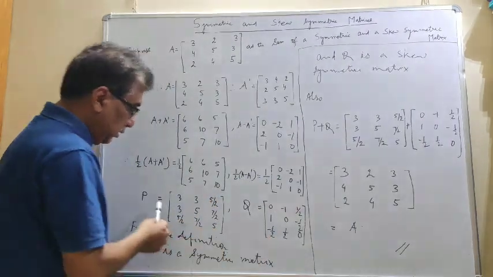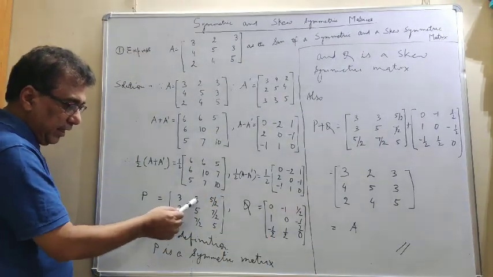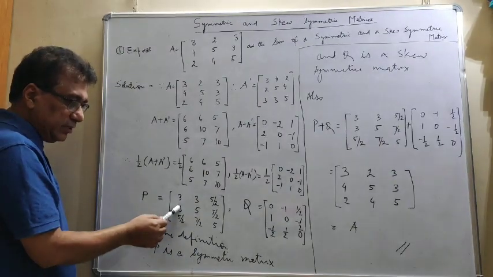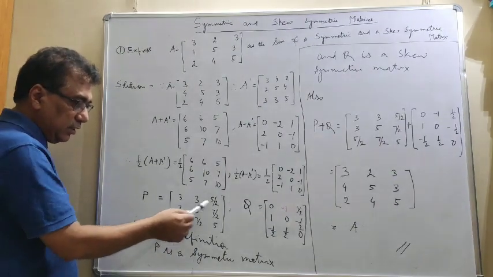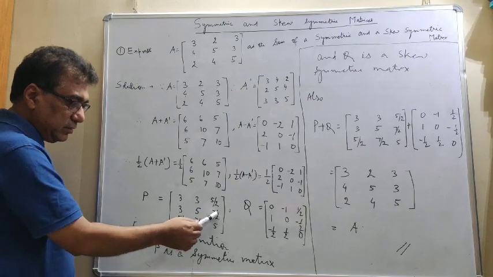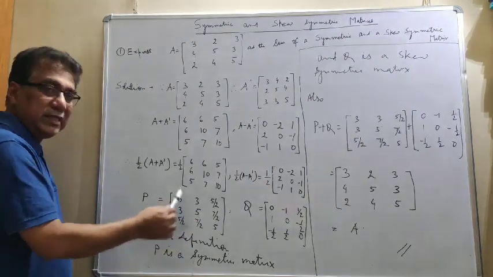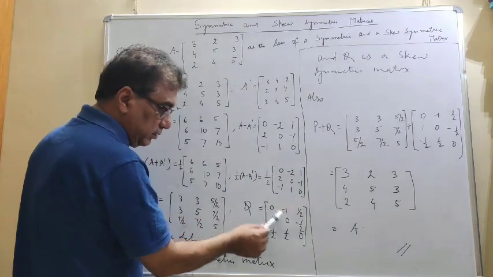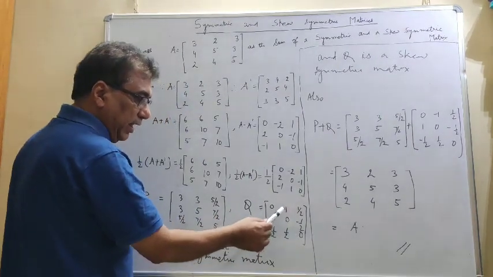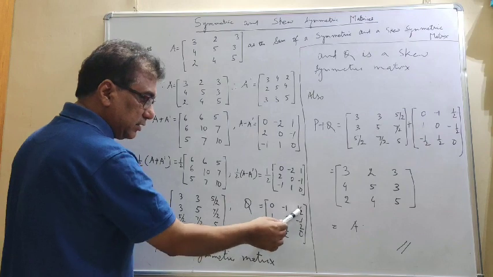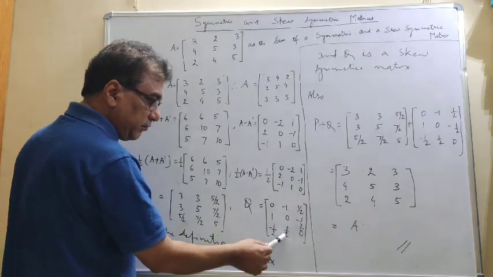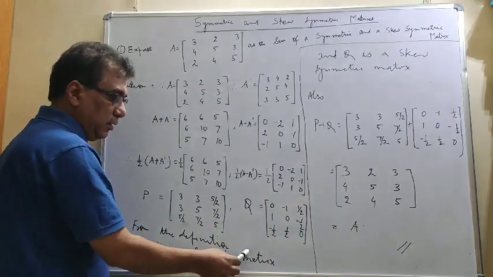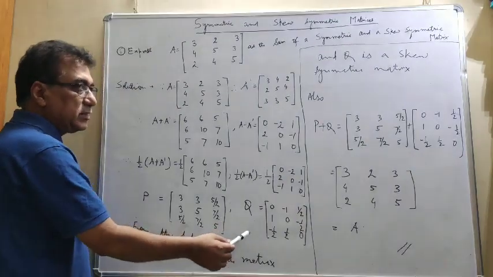Now what we find here is that Aij is equal to Aji; this element is equal to this element, this element is equal to this element. So this is a symmetric matrix from the definition. And we are getting the diagonal elements as 0, and this one is the negative of this one, this is the negative of this. So this represents the skew-symmetric matrix.